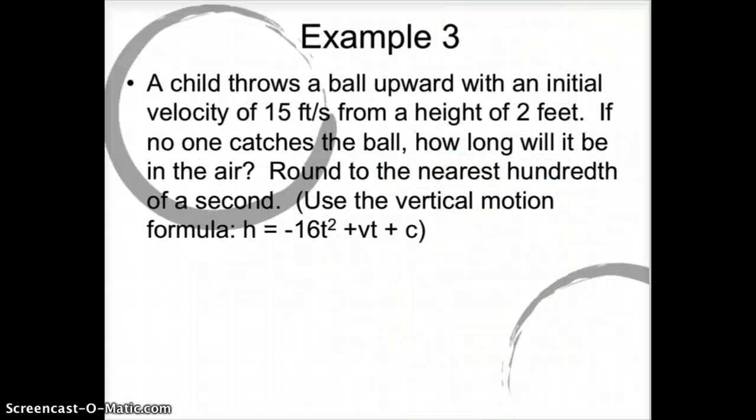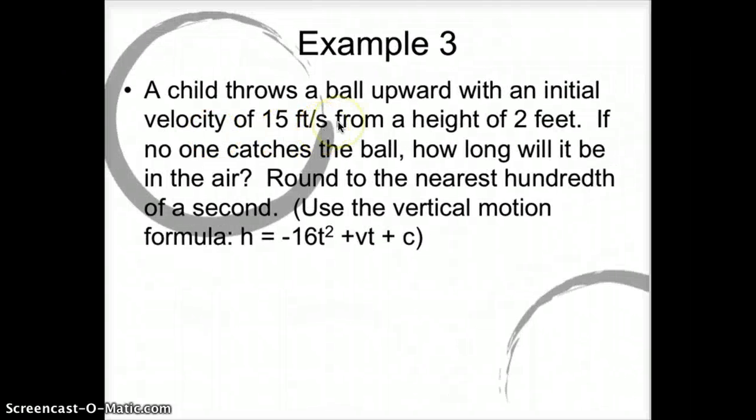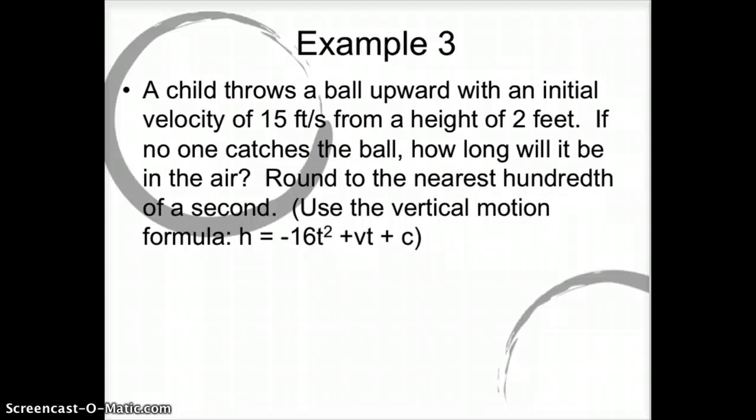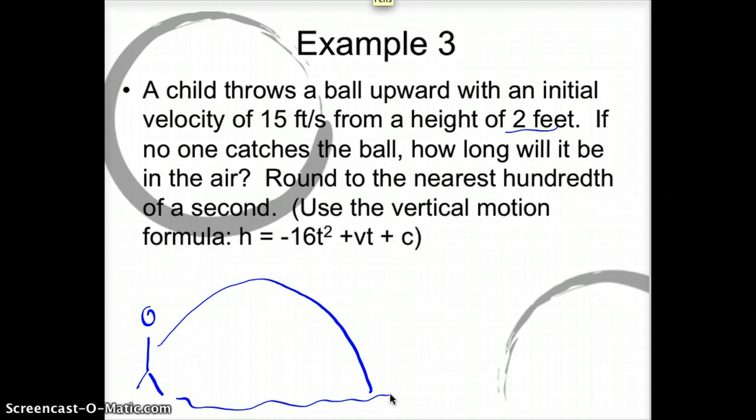Okay, example 3. A child throws a ball upward with an initial velocity of 15 feet per second. That's the initial velocity, and they're standing at 2 feet. If no one catches the ball, how long will the ball be in the air? I want you to think about this child throwing the ball, and the ball goes up and then down to the ground, and you're trying to see how long it will be in the air.